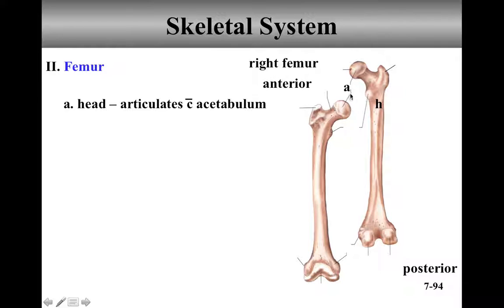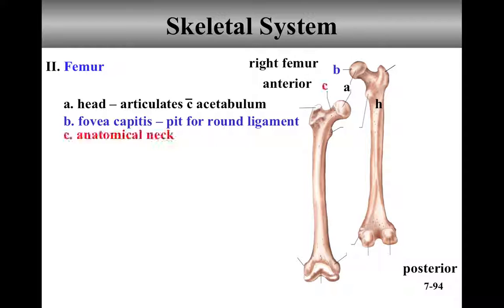All right. A, this is the head. It's not that terribly exciting. It articulates with the acetabulum, which you guys already know. This little tiny dot is called the fovea capitis, and it is a pit. And in that pit is going to attach what's called a round ligament. And that round ligament is going to hold the head of that femur into the acetabulum. So the other end of the round ligament hooks into the acetabulum of the hip. C, you probably could have guessed this at this point. This little line right here is the anatomical neck.